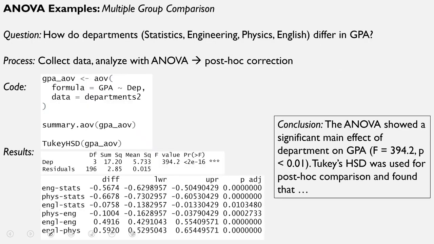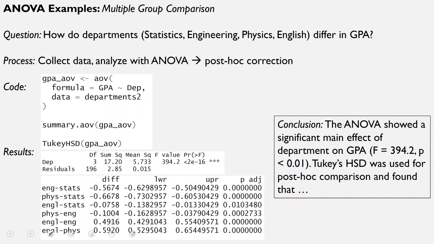So you've got multiple group comparisons here. The question is, how do departments, we have 4 departments, stats, engineering, physics, and English, differ in GPA? Okay. So the idea is to collect all your data, right? Doesn't matter how you do it, but you've got data. And then you analyze that with an ANOVA.